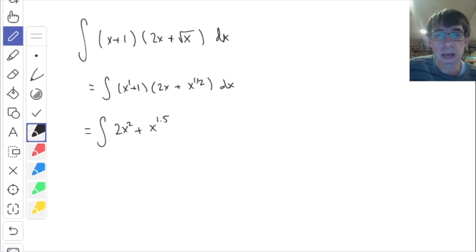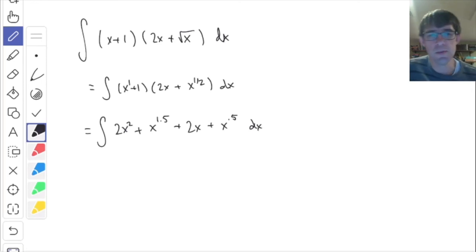All right, that was the outer product. Now the inside product is 1 times 2x. That's just 2x. And then the product on the end is 1 times x to the 1/2, which is x to the 1/2. Can I write 0.5? Just since I wrote decimal for the other one, you might as well do it the same way. However you like. All right? And now I'm ready to do the integral.